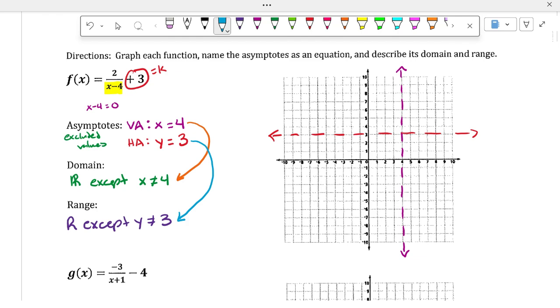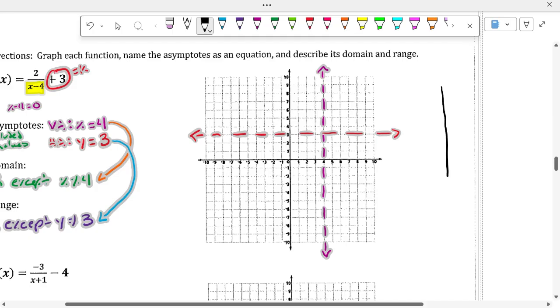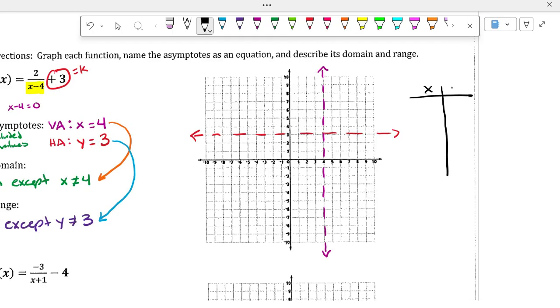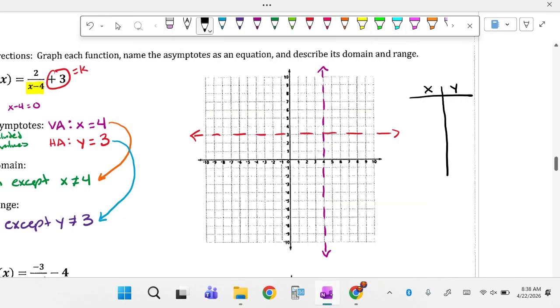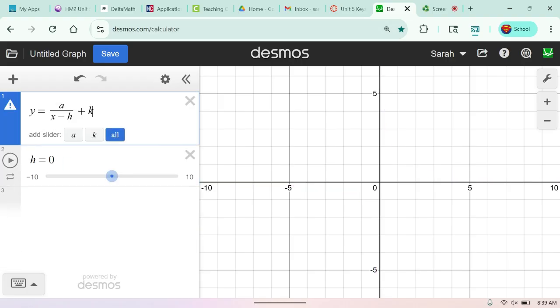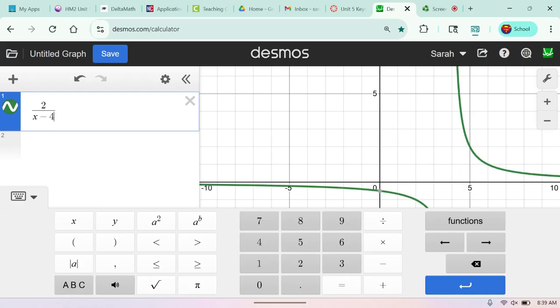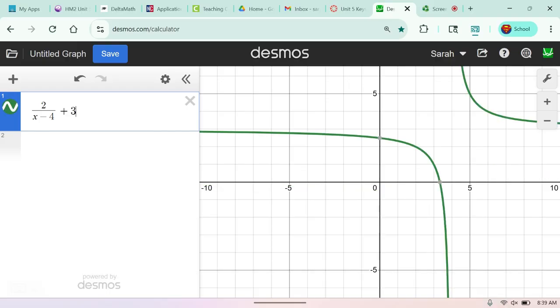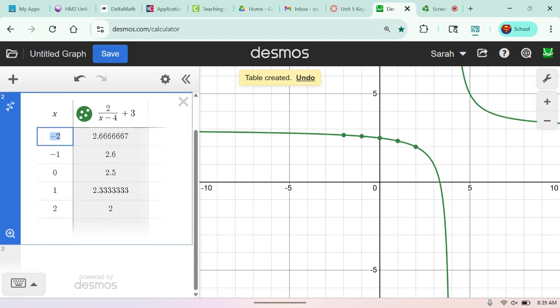Now, we're going to then use Desmos to get the table. So in Desmos, remember you can go from -10 to 10. All right, I'm going to type in this problem. So I have 2 divided by x minus 4 plus 3. And I'm going to generate the table. I want nice, pretty whole numbers. So there are 4 numbers that you can get as nice and pretty. So I'm going to find them.